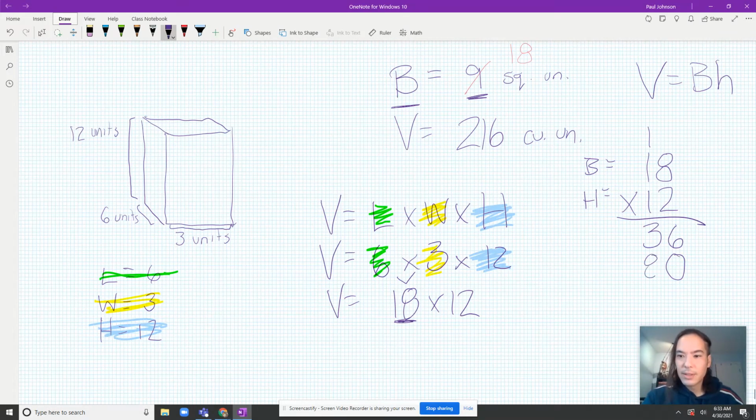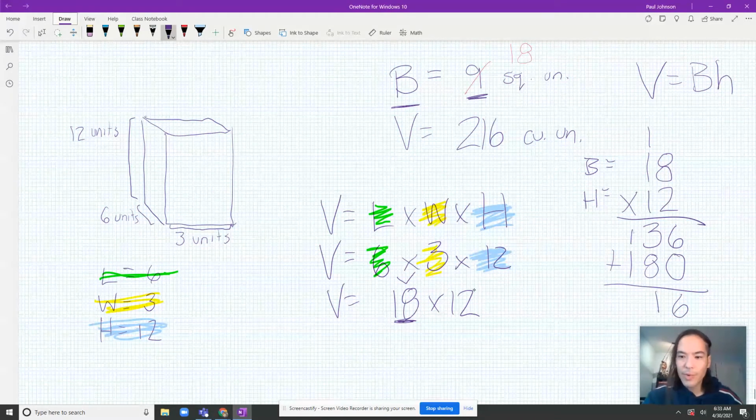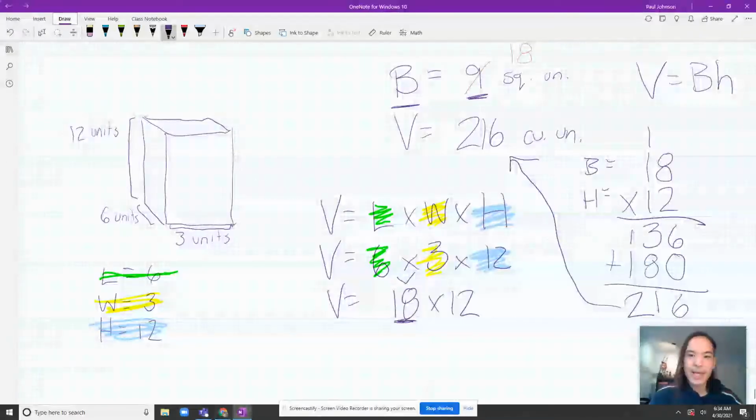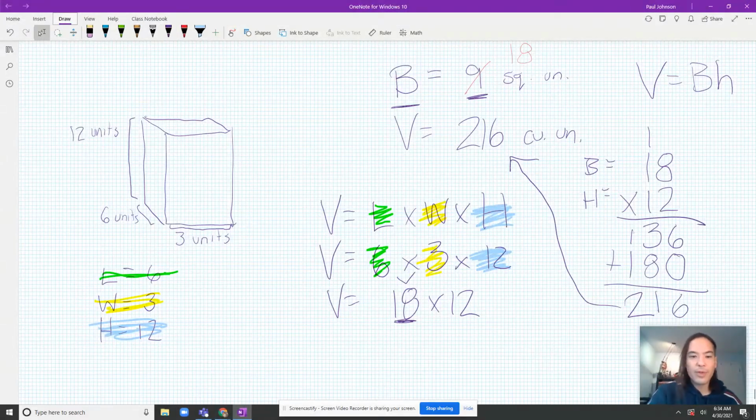1 times 8 is 8. 1 times 1 is 1. Add that together, 8, 9, 10, 11. Carry my 1. Oh, looks like that does match. We do have a volume of 216 cubic units, or units cubed.